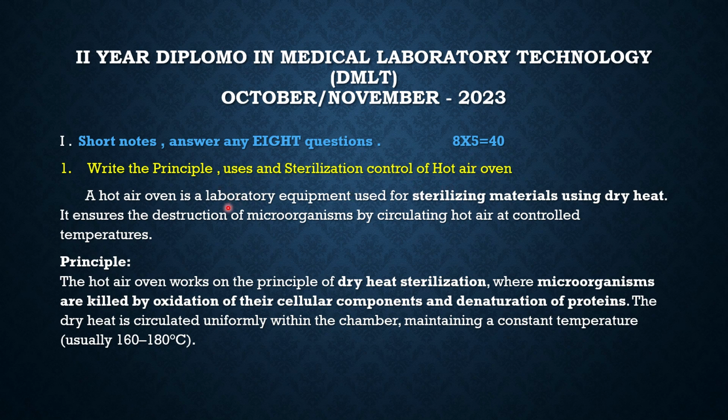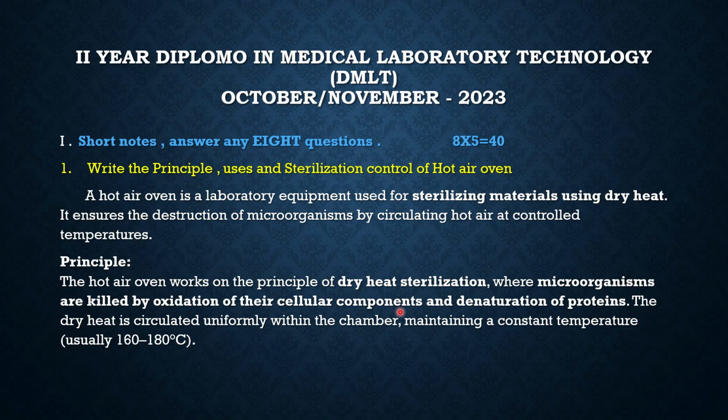So what is this hot air oven? It is a laboratory equipment used for sterilizing materials using dry heat. It ensures destruction of microorganisms by circulating hot air at controlled temperatures. Yes, it is a main equipment which we use in the laboratory. And the main principle is dry heat.